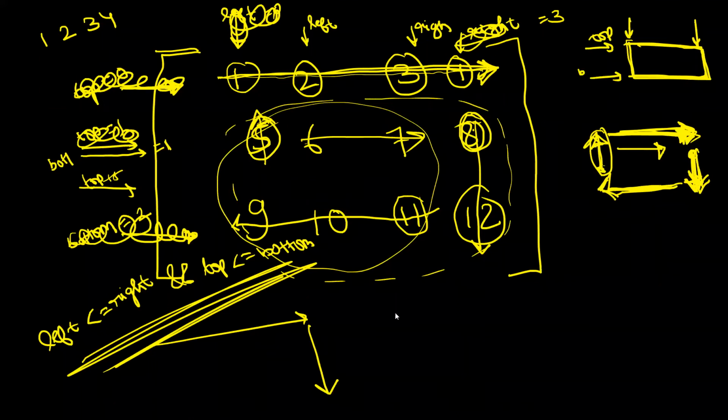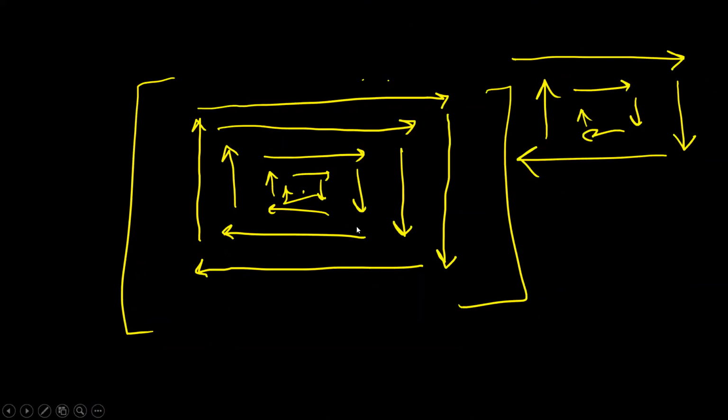Cool. Because all the conditions should be true, right? If any of the conditions become false, that means you are not looking at a valid part of an array.